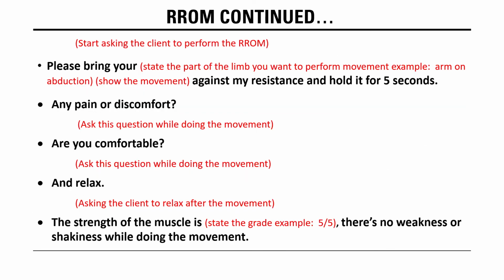Start asking the client to perform the resisted range of motion. Please bring your arm up towards the ceiling on abduction. For example, show the movement against my resistance and hold it for 5 seconds. Any pain or discomfort? Ask this question while doing the movement. Are you comfortable? Ask this question while doing the movement. And relax. Asking the client to relax after the movement. The strength of the muscle is, state the grade, for example, 5/5, there's no weakness or shakiness while doing the movement.